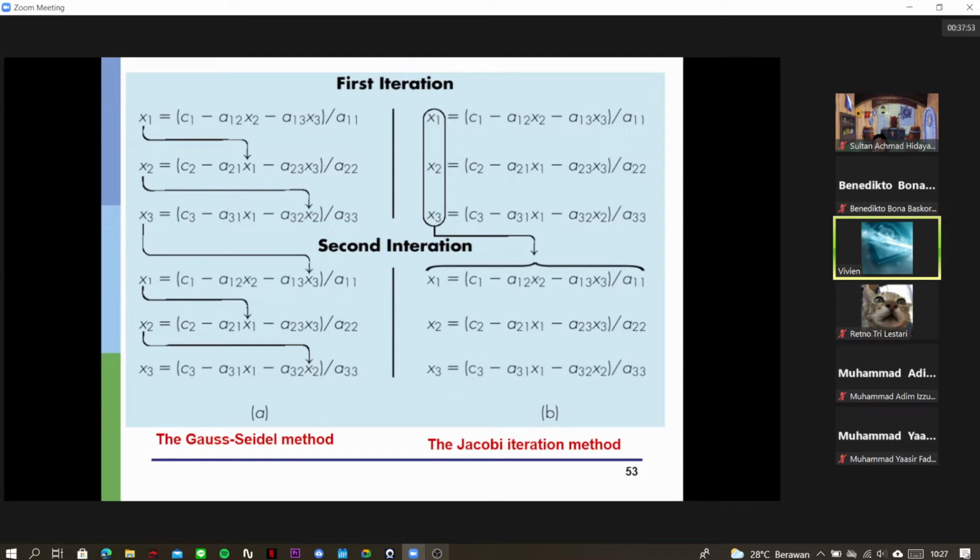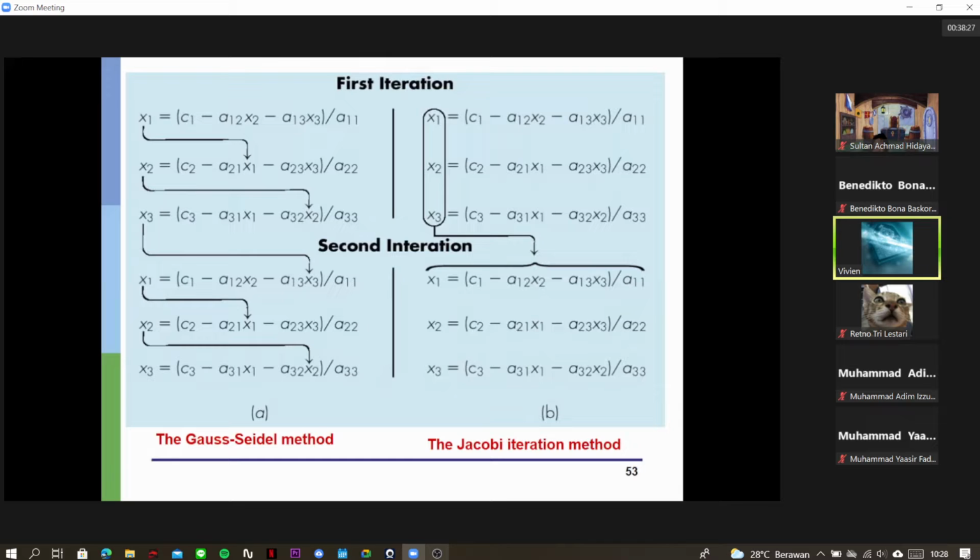For example, this one, x1, is already updated, so it will be used directly in the next calculation in the same iteration. Jacobian, however, will use the updated value later, when we proceed to the second iteration and so on. So it means that although x1 is already updated, it is not used directly in the next calculation if it's still in the same iteration.